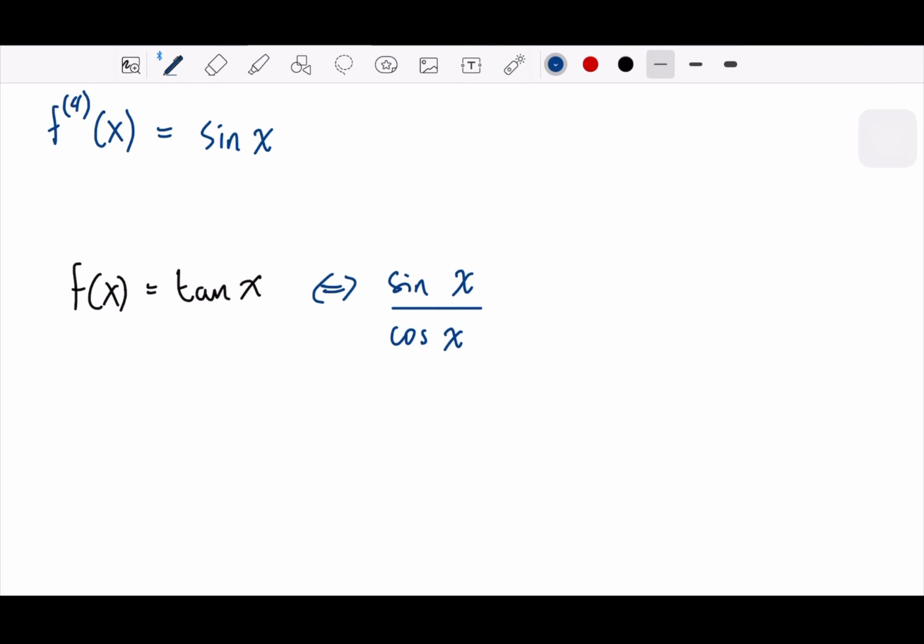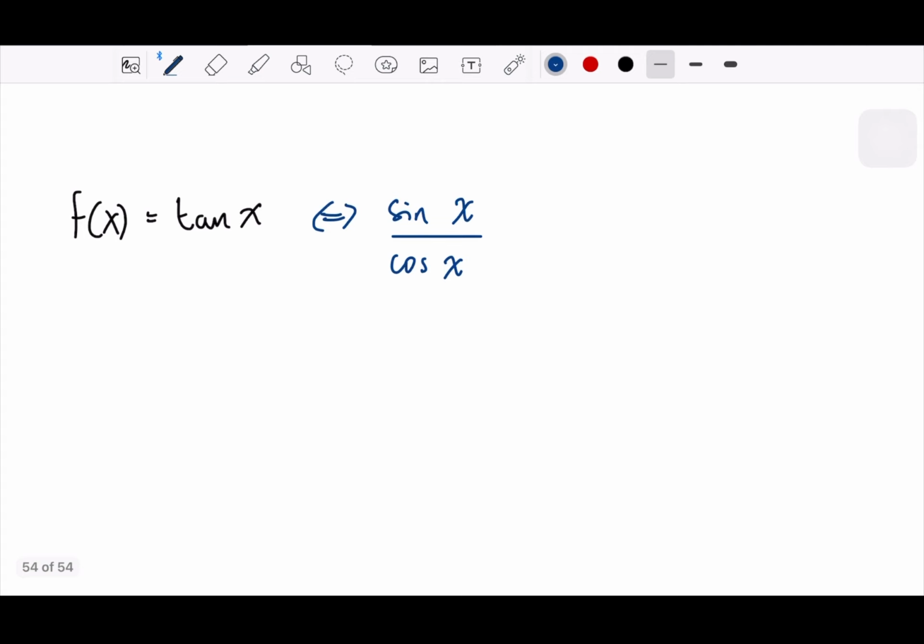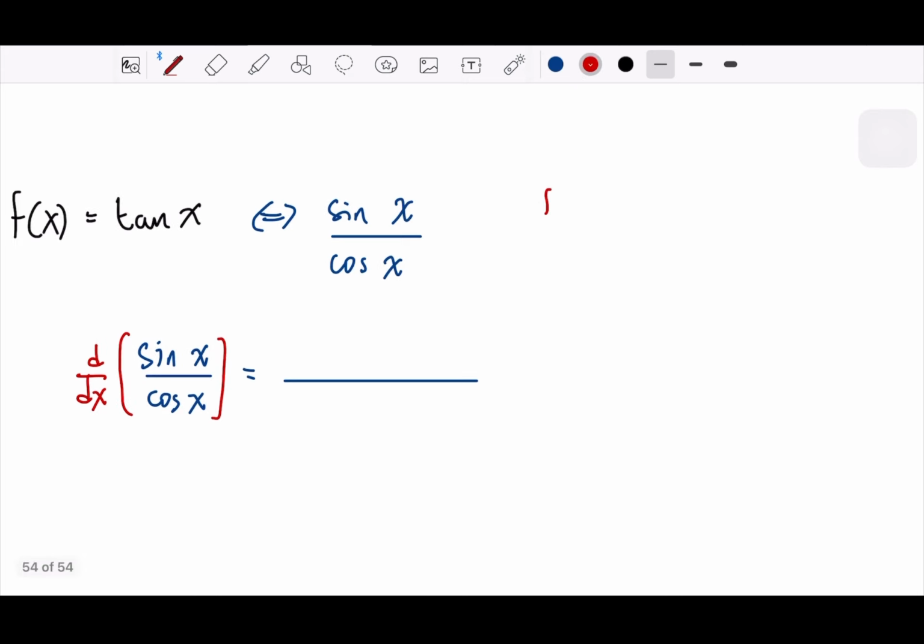Now we have this rational form. If we want to take the derivative, we know how to use the quotient rule. So I think we can just stick with the quotient rule and try to derive sine over cosine. Let me write the formula here to make you familiar with the equations.